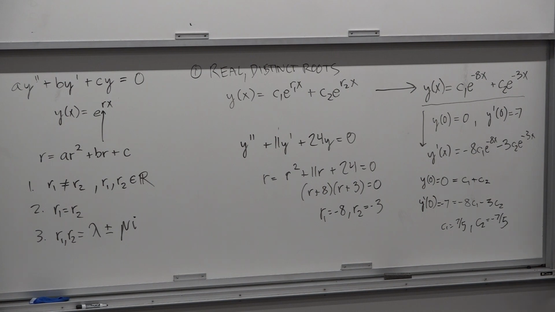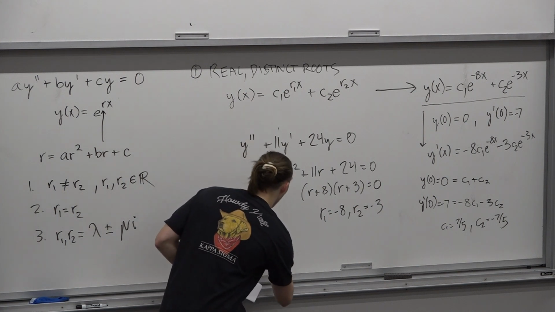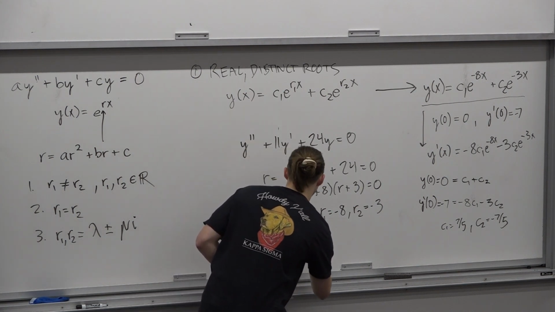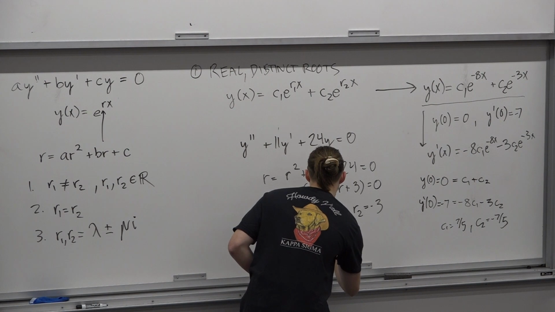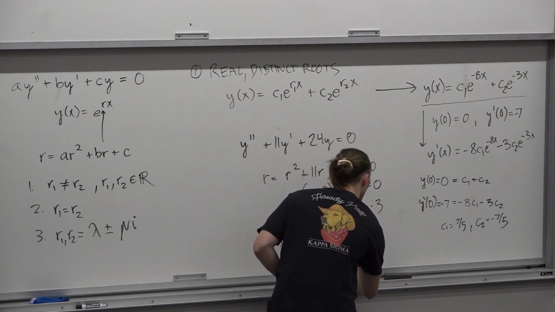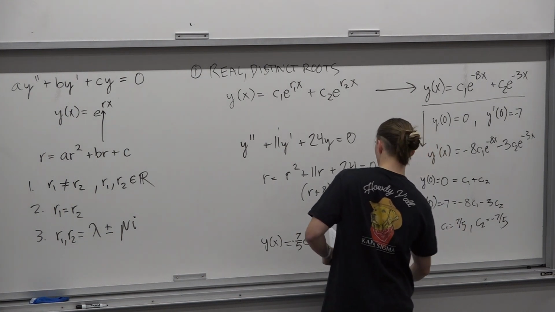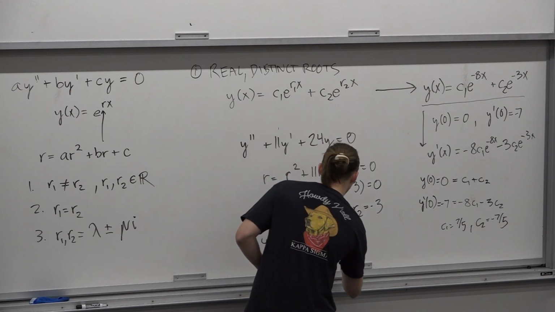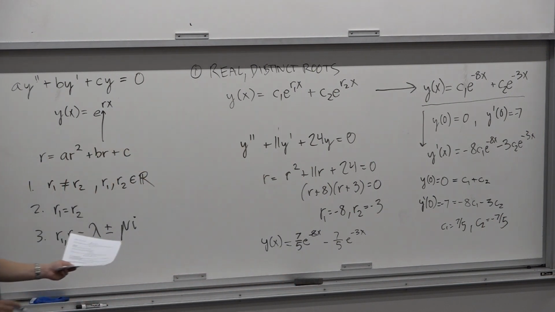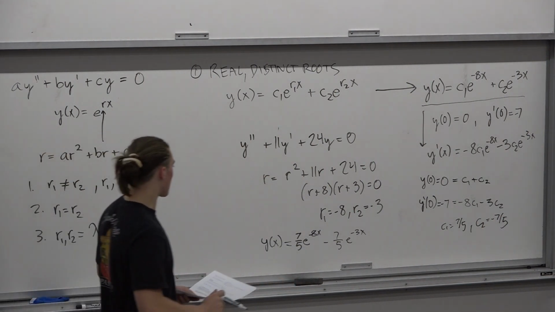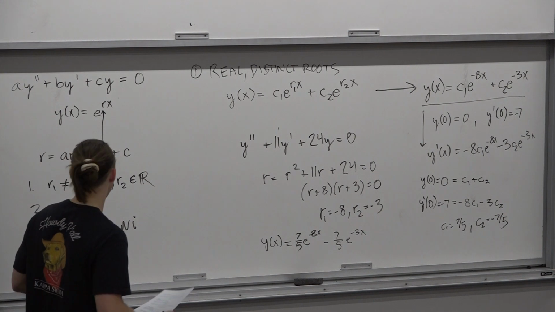So with these two, we now have our specific solution, which we can write out here. It's negative 7/5 e to the negative 8x, and then, I think it's the first, minus 7/5 e to the negative 3x. That's our solution. That should be like second nature because everything builds on this. So this is your real distinct root case.